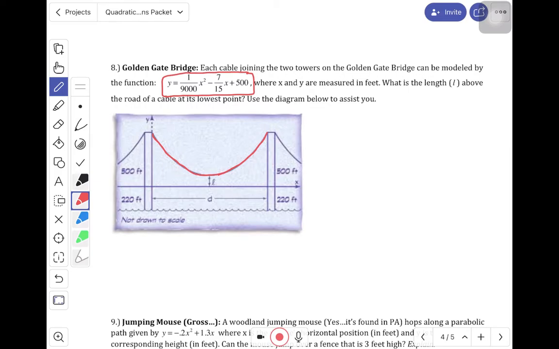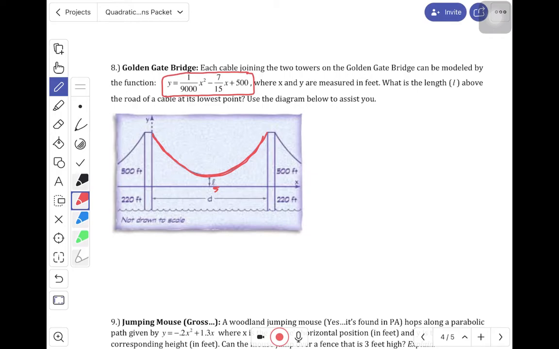So yeah, we see that you have that positive a value. I know it's small. It's 1 over 9,000, so that's a little number. But it is still positive, so we get this smiling sort of parabola in our graph there. X and Y are both measured in feet, and we're asked to figure out L, which is hiding down here. L is the length above the road of the cable at its lowest point.